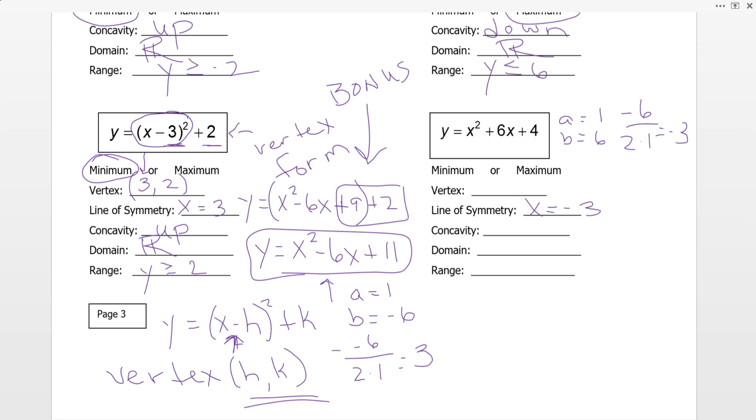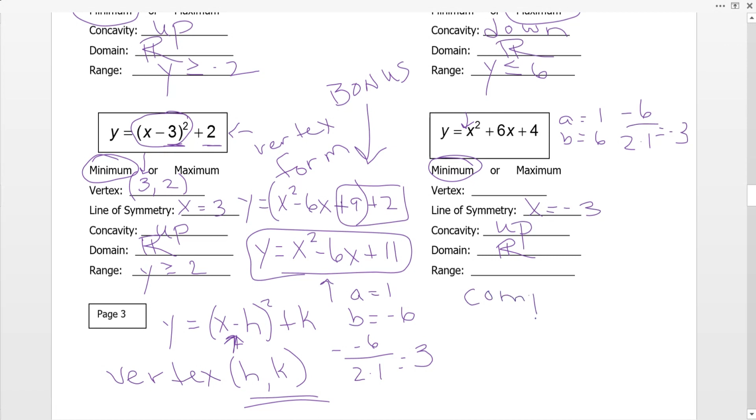Okay. I do not know. Well, I know the domain is all real numbers. And since a is positive, I know that it has a minimum and it's concave up. I don't know what else I know unless I graph it. So now I'm going to show you how to change it back to vertex form. Okay. I should have a whole day. Maybe we'll do this in class tomorrow.